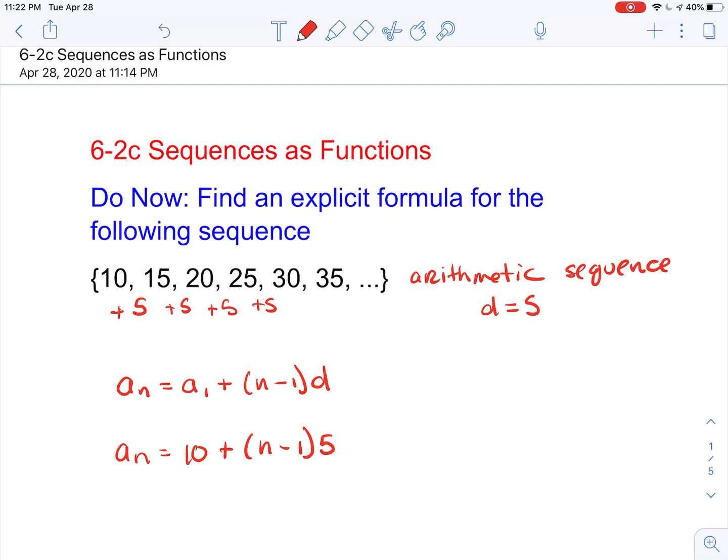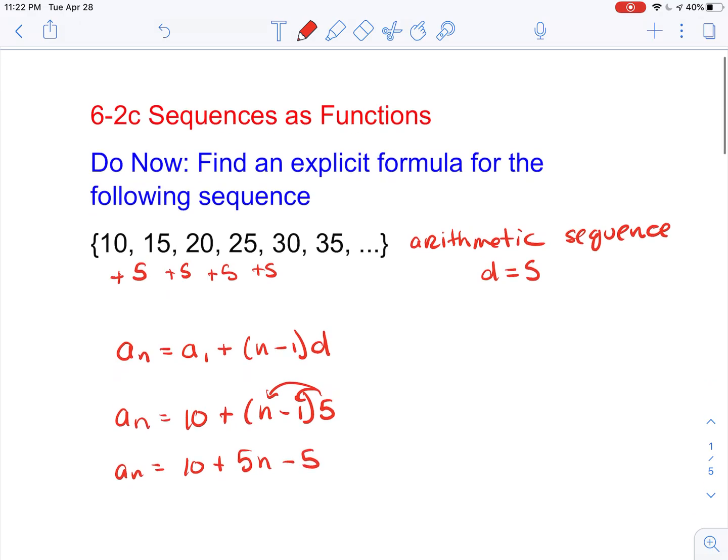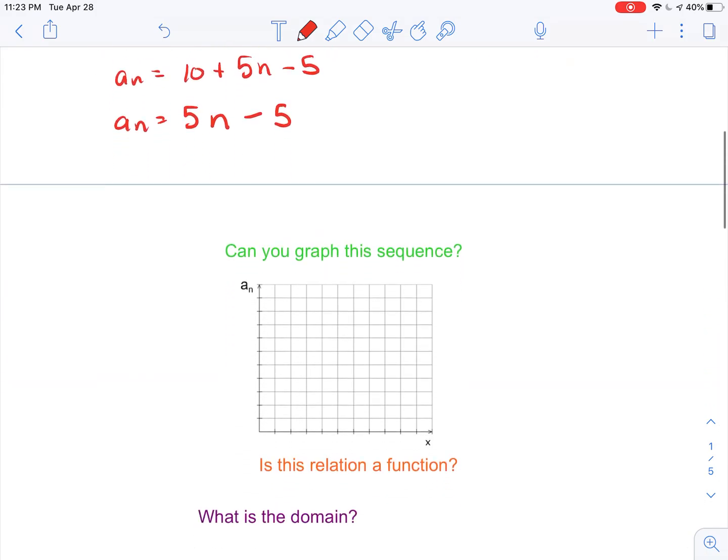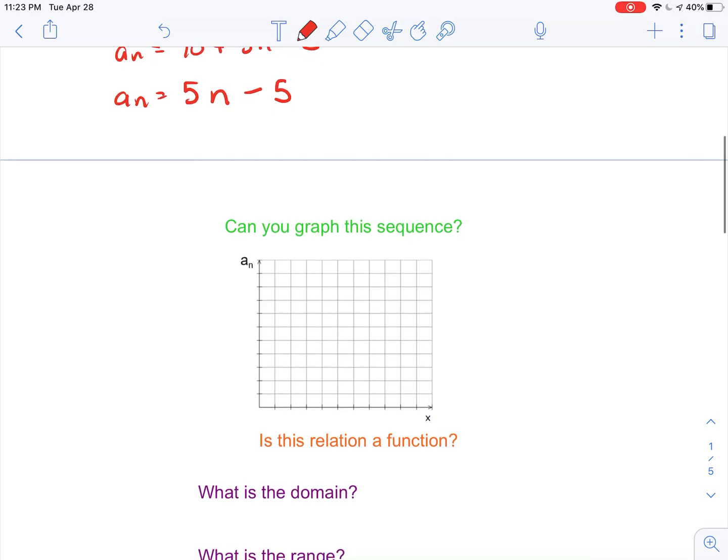Now, typically when we have our arithmetic sequences, we want to expand out this parenthesis so it is in our simplest form. So I'm going to distribute this 5, and in its simplest form, I get a sub n is equal to 5n minus 5, okay? So we should be fairly comfortable doing that.